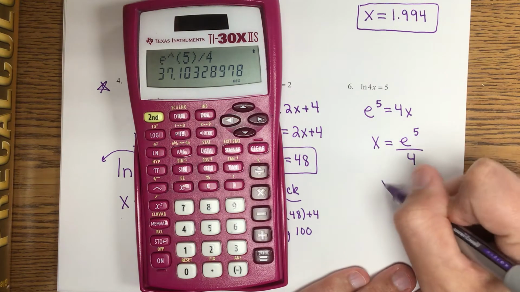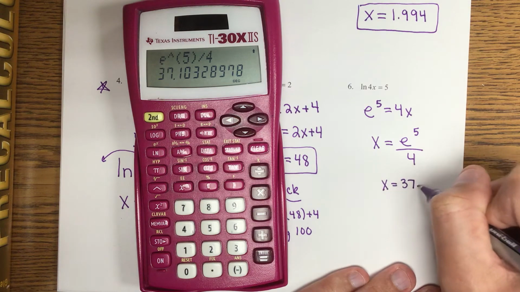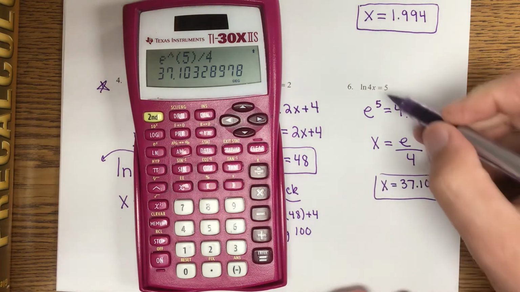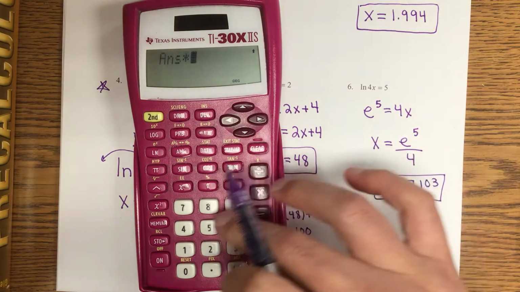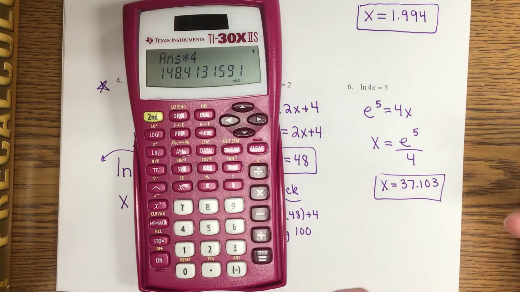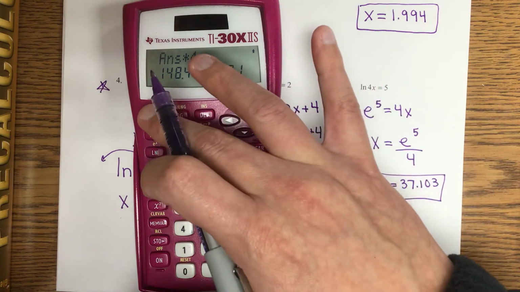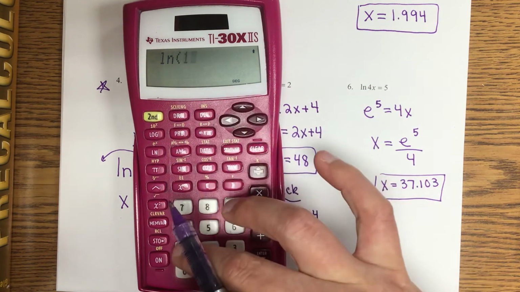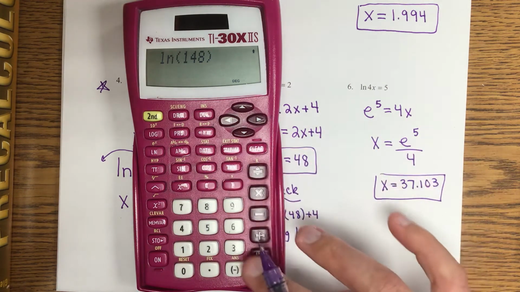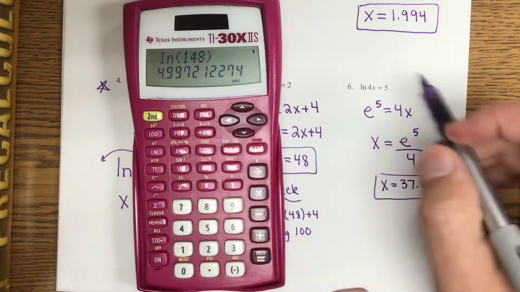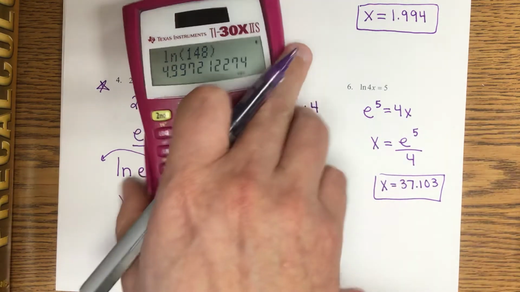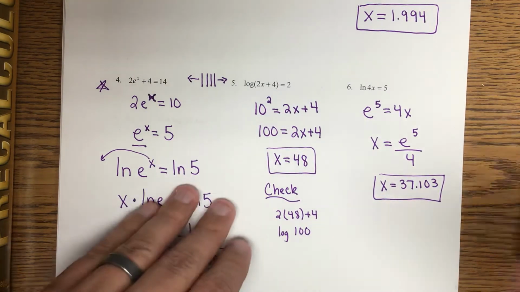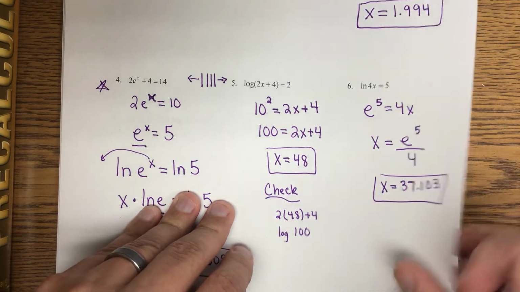So that's 37.103. And if I plug that in and multiply it by 4, that's a positive number. Let me take the natural log of 148-ish. It's going to be rounded. So that rounds to 5. So we're good. You've got to check your answer here. And you don't even have to show your check. Like I just didn't show that one, and that's just fine.